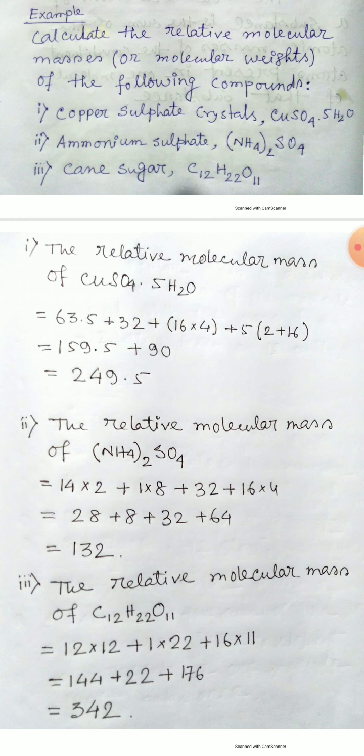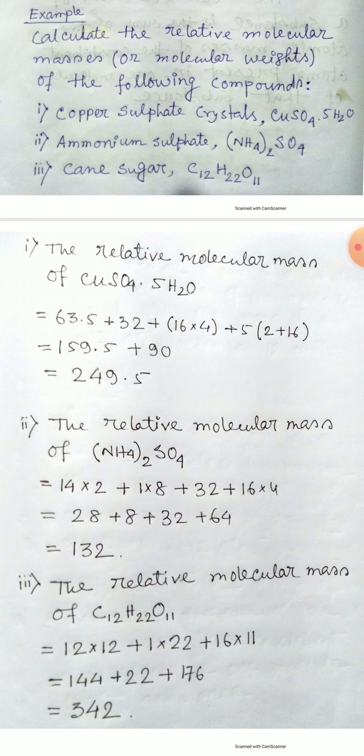Now relative molecular mass of ammonium sulfate, (NH4)2SO4. In this compound you can see 2 nitrogen, 8 hydrogen, and 1 sulfur, 4 oxygen. So total mass is 14 into 2, because atomic mass of nitrogen is 14. For hydrogen, 8 into 1, because atomic mass of hydrogen is 1 and there are 8 atoms. For sulfur 32, for oxygen 16 into 4, because 4 atoms are there. So total molecular mass of ammonium sulfate is 132.